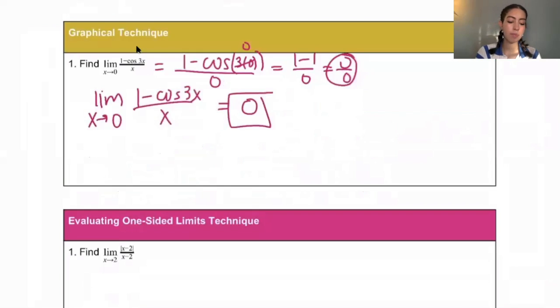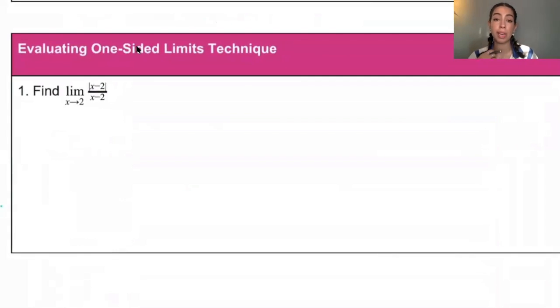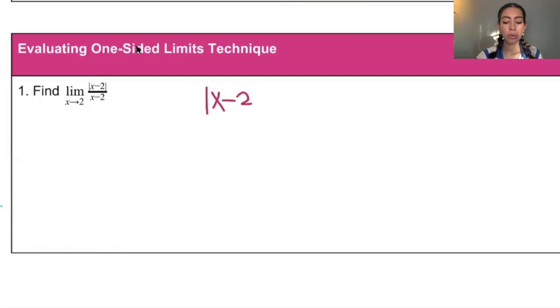And lastly, we have some functions where we need to be able to break down the function and look at the left and the right side of the function because it's most likely a piecewise function. So we have the limit as x approaches 2 of the absolute value of x minus 2 over x minus 2. Any absolute value function is actually, in fact, a piecewise function. So in this case, the absolute value of x minus 2 is really the breakdown of two functions.